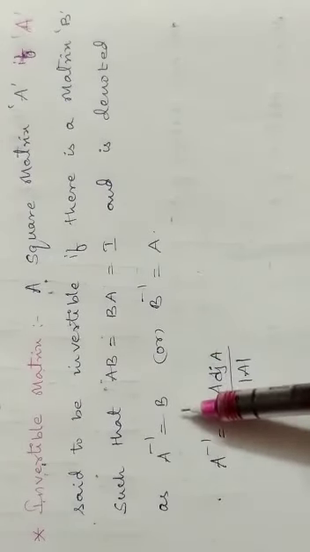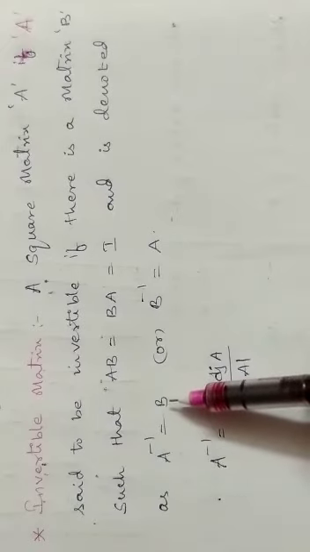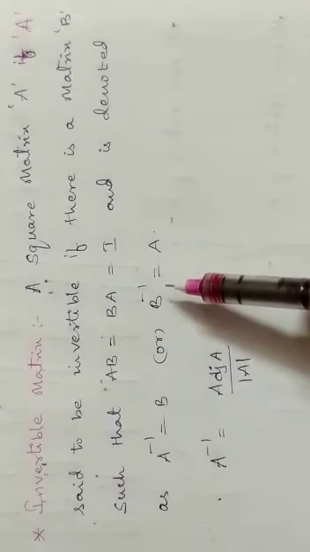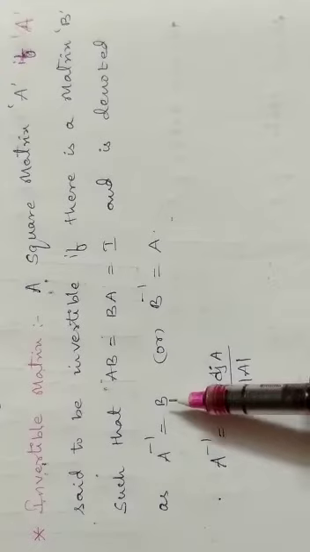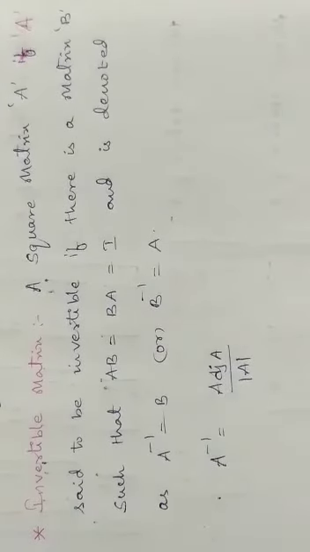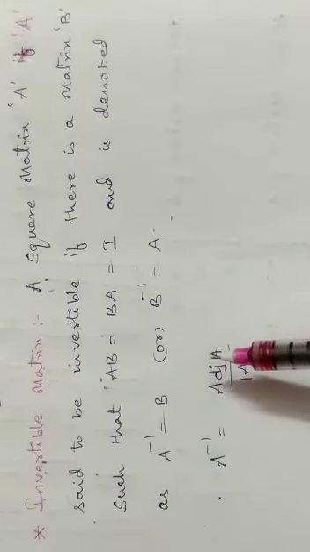Or if A inverse is B, then B inverse is A, vice versa. Inverse of A is B, then inverse of B is A. In such case, we call A, B invertible.